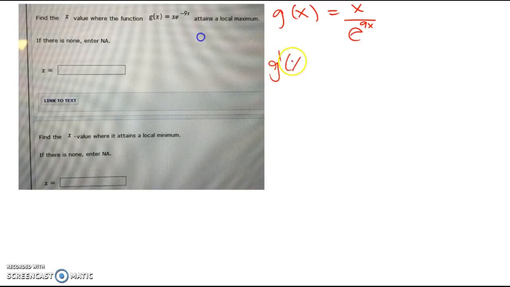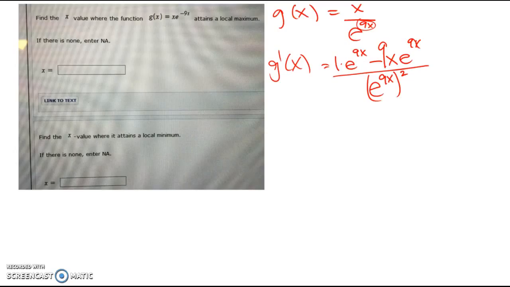So the first derivative will be the derivative of the top, which is 1, times the bottom, minus the top times the derivative of the bottom. The derivative of the bottom is e to the 9x times the derivative of that exponent, which is 9. So I'm going to bring a 9 out here, e to the 9x, all over the bottom squared. I'm not going to simplify that yet.